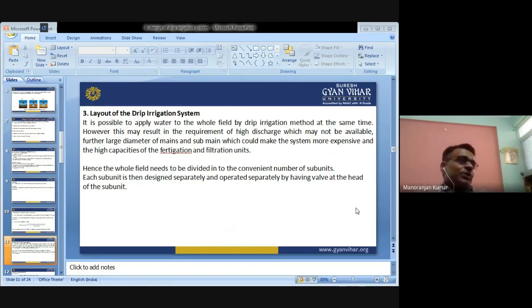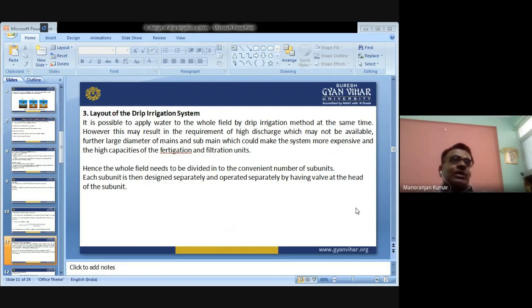Okay. So it is possible to apply water to the whole field by drip irrigation method at the same time. However, this may result in the requirement of high discharge, which may not be available. Further, large diameter of main line or sub-main line could make the system more expensive. Okay, if the diameter of the pipe is increased, then your cost will also increase. So your design should not be so costly. Okay, and the high capacity of the filtration and filter unit. So we should keep this in mind.